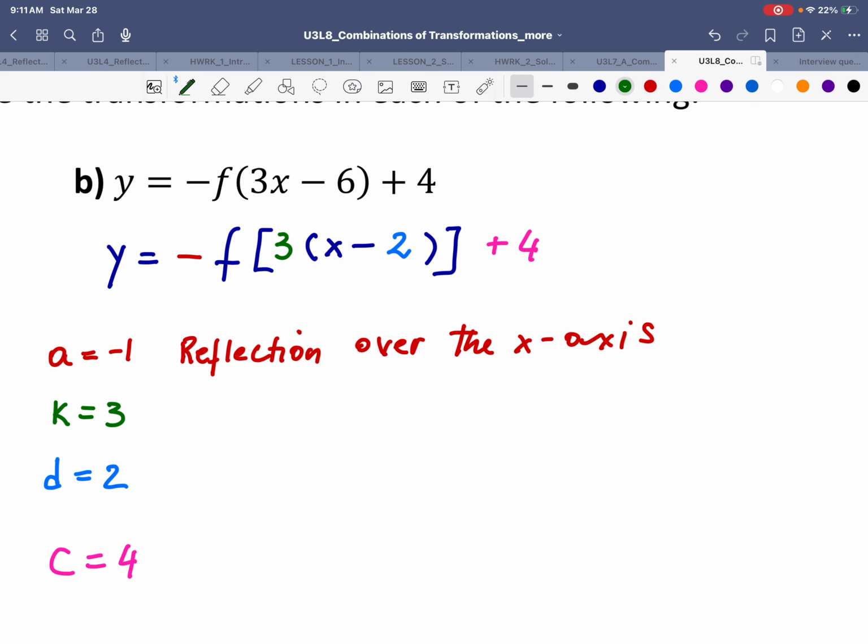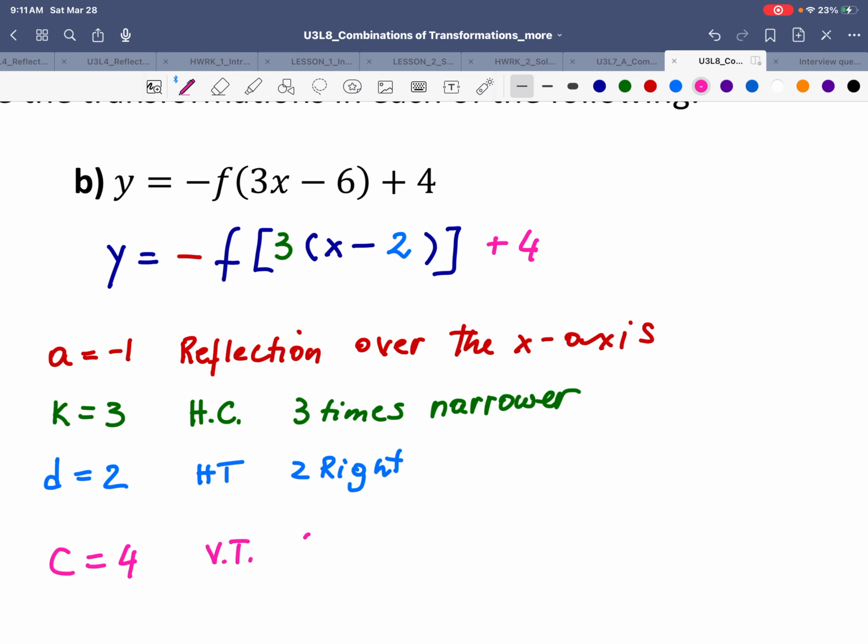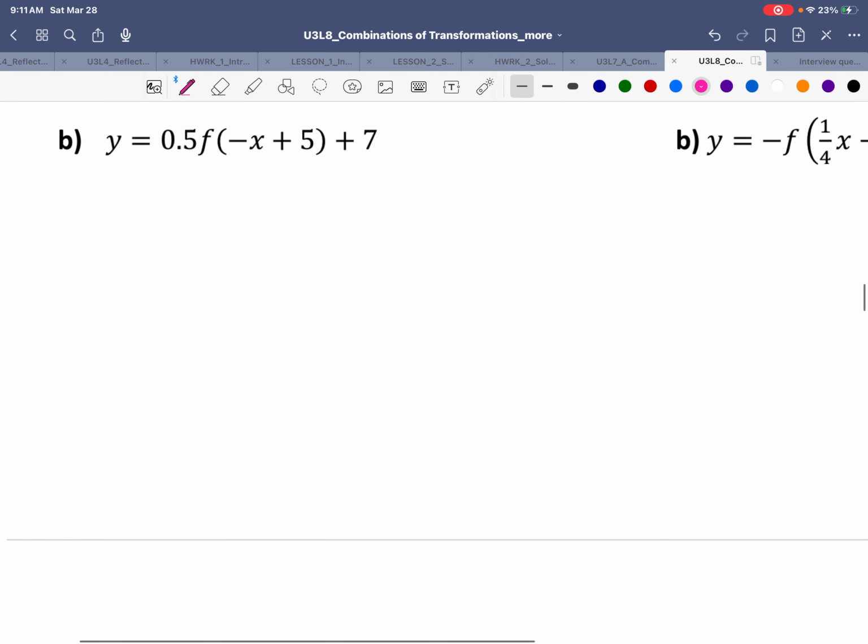So k equals 3, that means we have a horizontal compression, 3 times narrower. Or you can say compression by a factor of 3, meaning that the function has been compressed 3 times. So d equals positive 2 tells us that there is a horizontal translation of 2 to the right. And c equals 4 is a vertical translation of 4 units up. So next we're going to look at this function. Now feel free to work on these questions on your own.